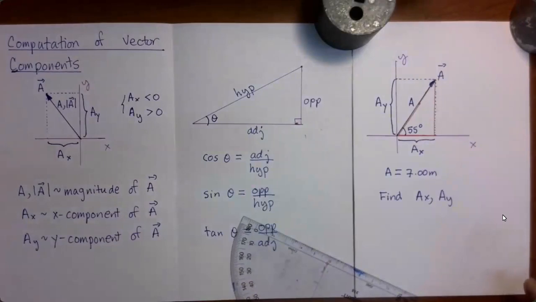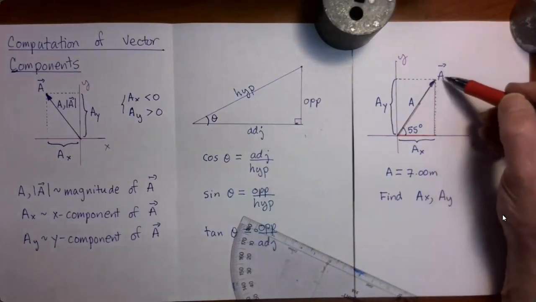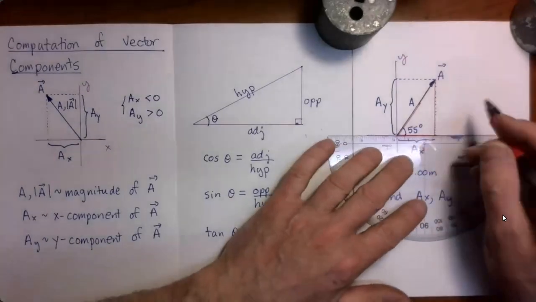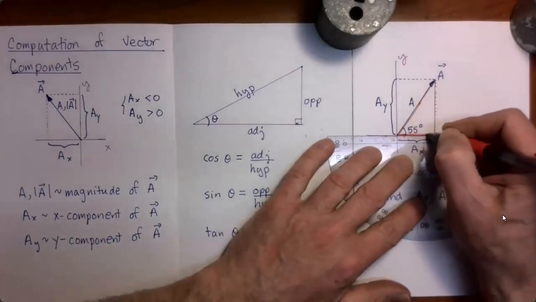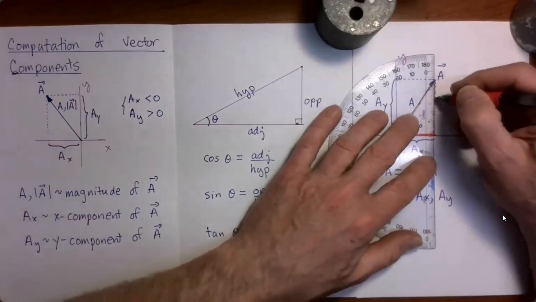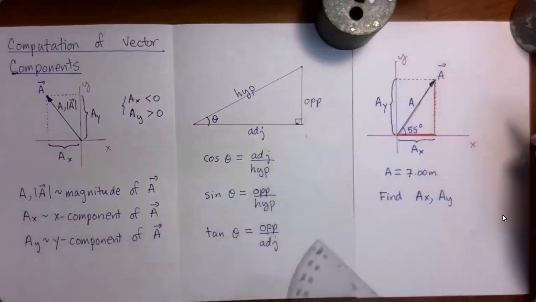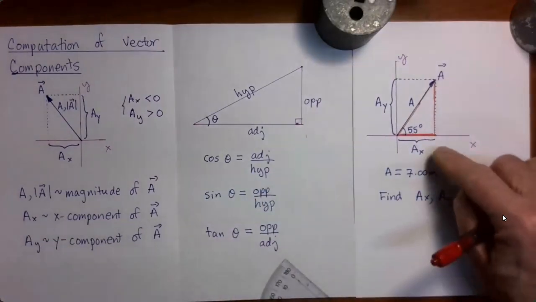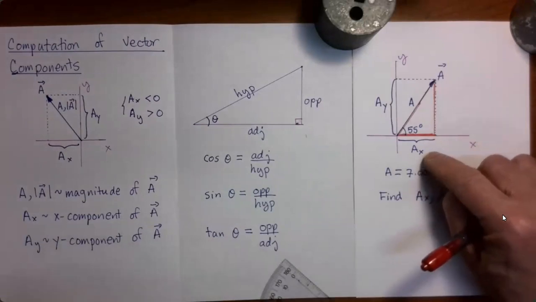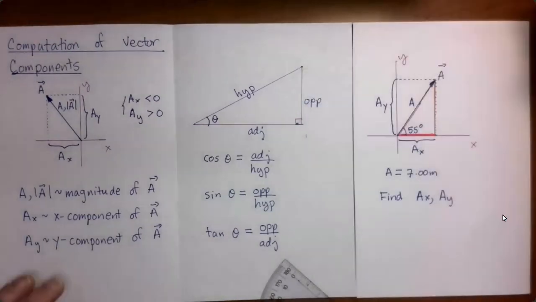Okay, so what you're seeing here is that I have the vector A pointing into the first quadrant. I've drawn it in blue, but then in the red, I have drawn a geometric triangle whose hypotenuse happens to coincide with the vector A. So we're going to be using that geometric triangle that I drew in the red as a way of getting the x and y components of vector A.